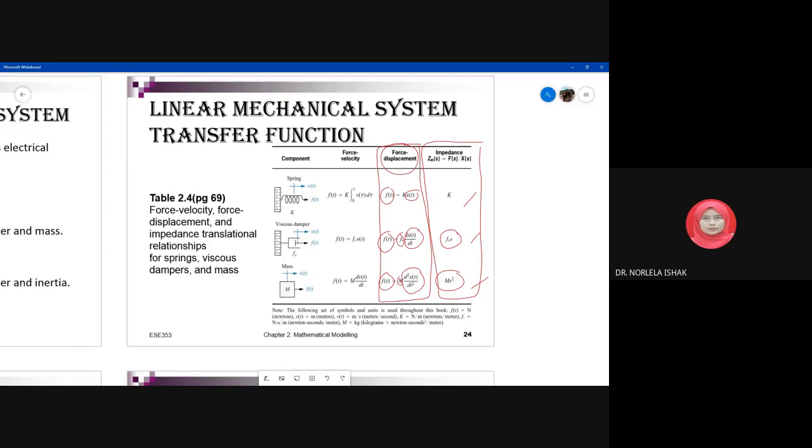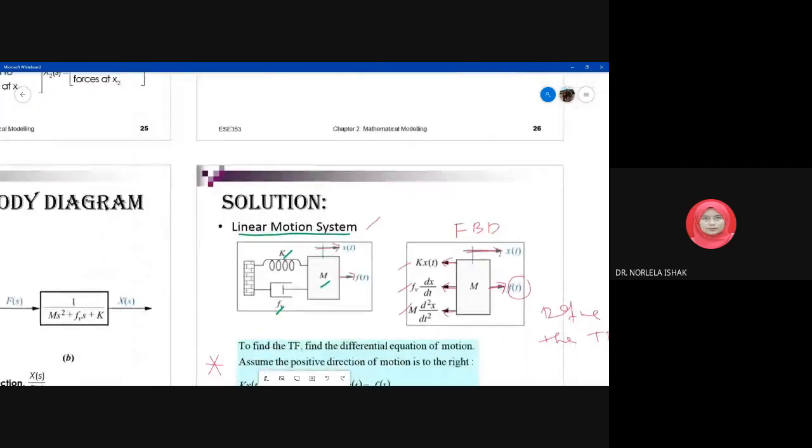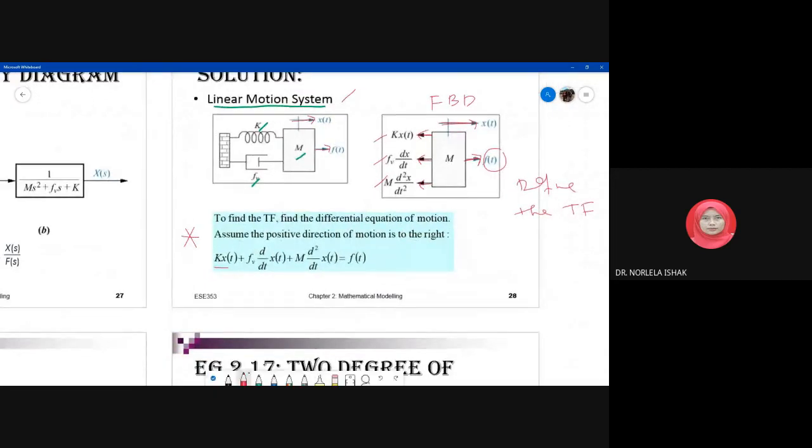Okay, so from this table, you derive this equation. For the spring, we get this one, that's the relationship between force and displacement. This is for damper, and this is for mass, and then equal to what? Equal to the sum of applied force. So we can get this equation.